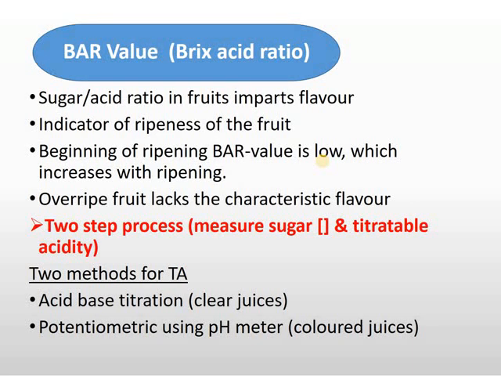because as your fruit is still unripe in its green form, it has less sugars and it tastes sour. So you can already see that the bar value is quite low. There's low sugar and high acid. But as the fruit ripens, what happens is that the sugar concentration increases while the acid decreases.